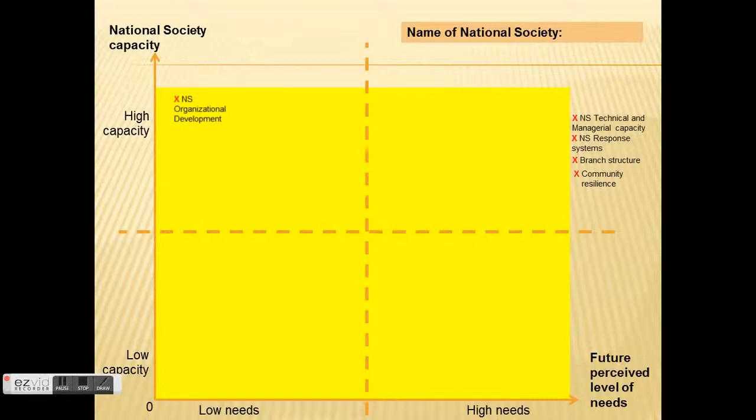Managerial and technical capacity are more limited outside of disasters. Limited capacity, but also limited interest to do more. So low capacity and lower needs in this particular national society. Response is the jewel of the national society. It focuses much of its investment on improving that system, so they don't really have identified that as an area where they would require assistance. So we're talking about high capacity and low perceived needs by the national society.